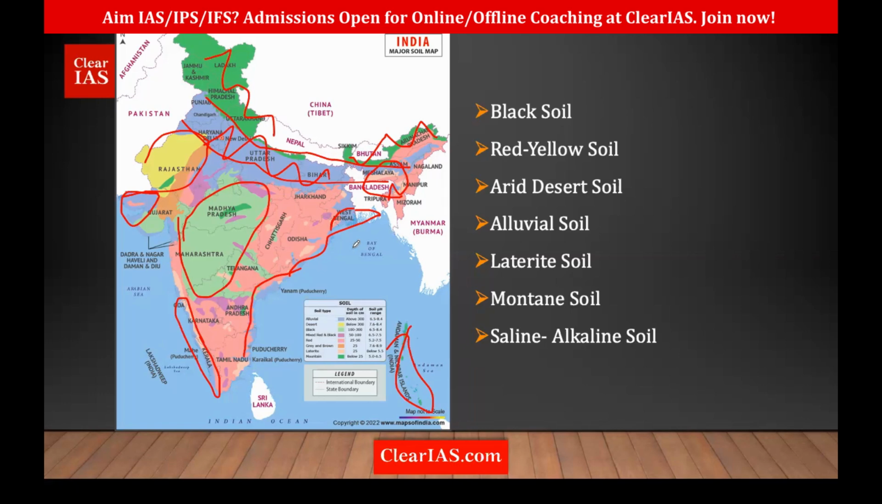Then we have the mountain soil. Mountain soil is in the higher altitudes, especially in the Himalayas. It's brown colored soil. Then the last one is saline alkaline soil, and it is found where? In regions of high salinity, where there's salt deposit or high alkalinity, especially in Gujarat, and also some parts of Tamil Nadu, where you can find salt marshes. So these are the soils of India.